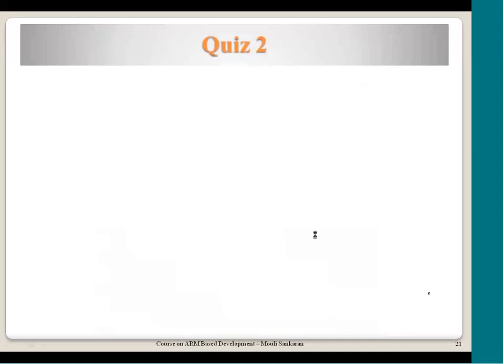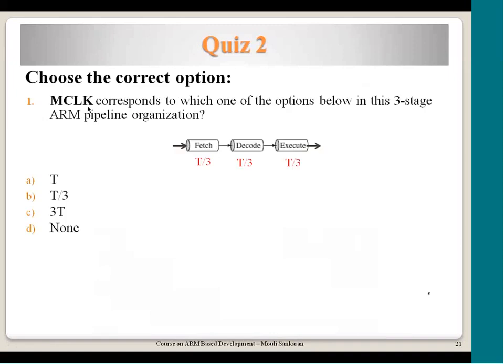Now it's a twist time again. I'm asking a simple question here. M clock corresponds to which one of the options here? Okay, so this is a kind of stage where every stage takes t by 3 seconds, or whatever time unit you can think of. Now M clock has to run at t, or t by 3, or 3t, or none of the options are right. Please spend some time and choose one of the options.